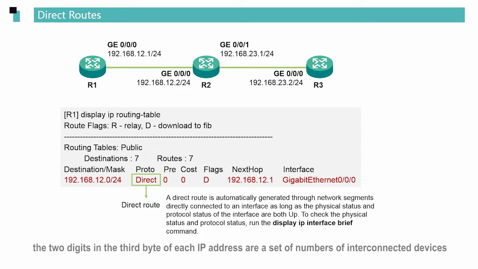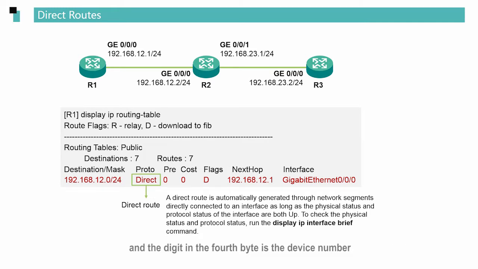Specifically, the 2 digits in the third byte of each IP address are a set of numbers of interconnected devices, and the digit in the fourth byte is a device number. For example, the 2 digits in the third byte of 192.168.12.1/24 are 1-2, which is a set of device numbers 1 and 2, corresponding to AR1 and AR2. The digit in the fourth byte is 1, which indicates AR1.